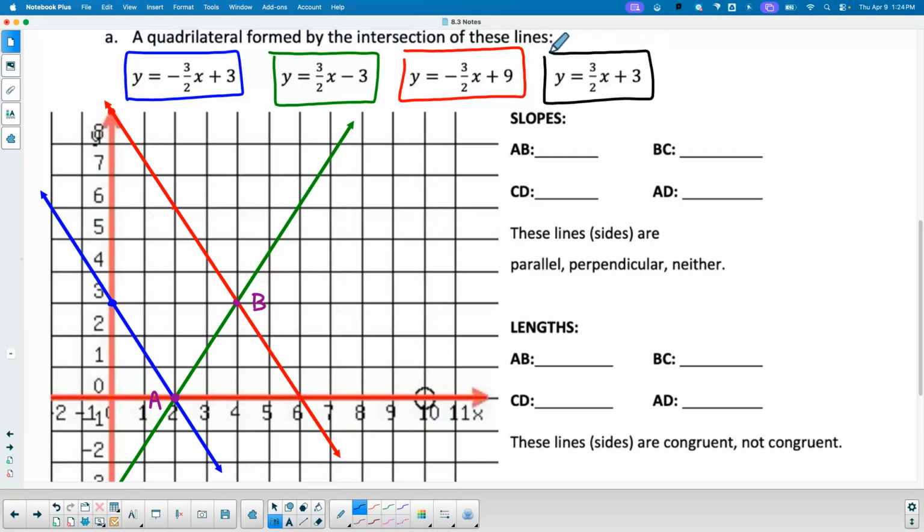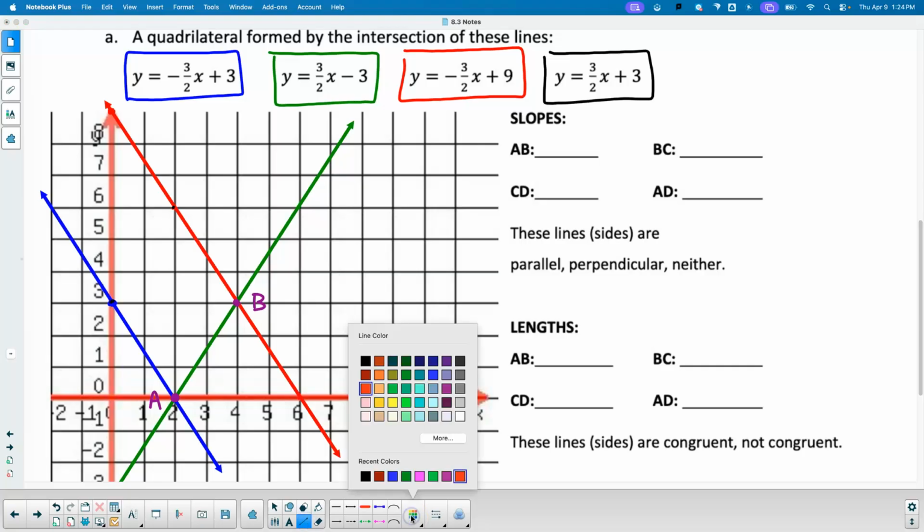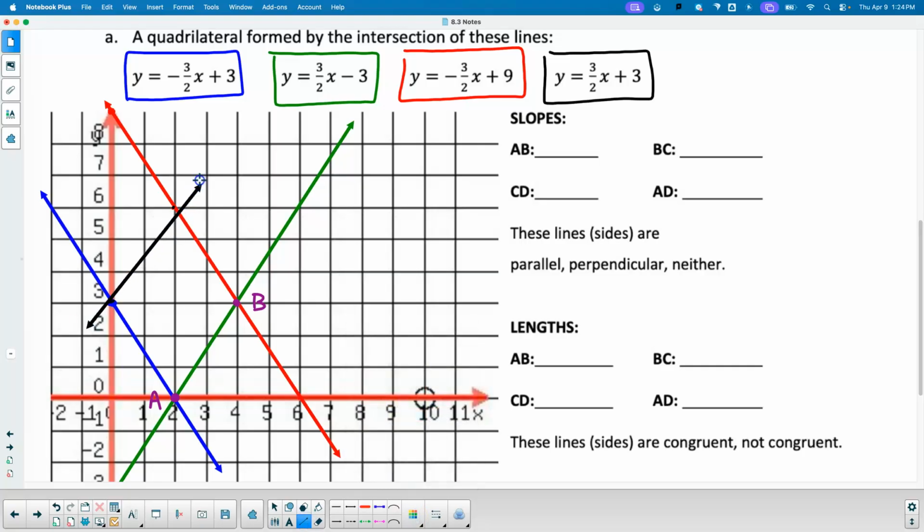And lastly, what can you tell me about the black line? The y-intercept is 3. Up 3 and to the right 2. I'm going to put this one here as C, this one here as D. With me? Okay. So now we need to know the slopes of line AB.